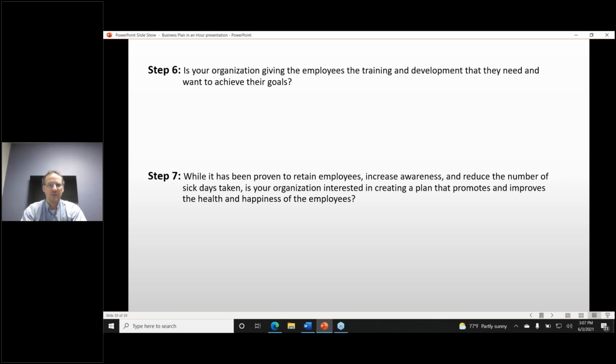While it has been proven to retain employees, increase awareness, and reduce the number of sick days taken, is your organization interested in creating a plan that promotes and improves the health and happiness of your employees? You could do something simple, like: if you have a gym membership, I will reimburse you up to X number of dollars per month. That's something they're not going to get when they go to work somewhere else. They may get benefits somewhere else, but they don't get that.